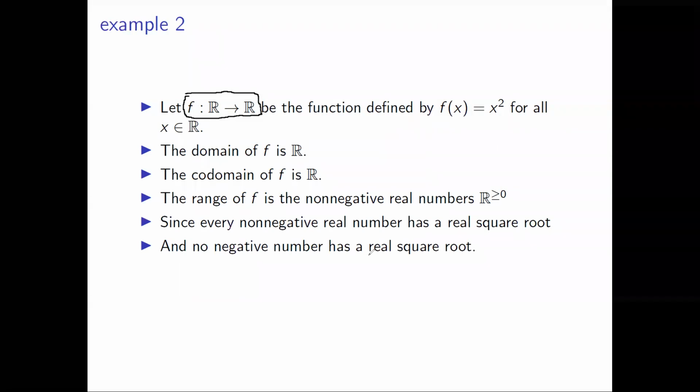I just want to underline this word here. Obviously, if we allow ourselves complex numbers, then we can have i as the square root of -1. But if we restrict to real square roots, then -1 has no real square root, and the same goes for any other negative real number.